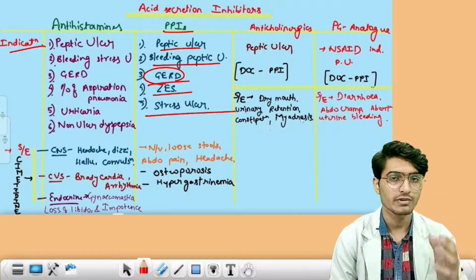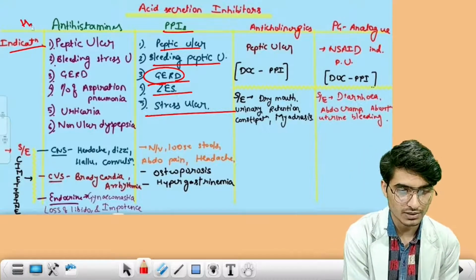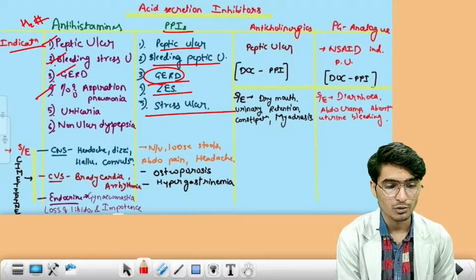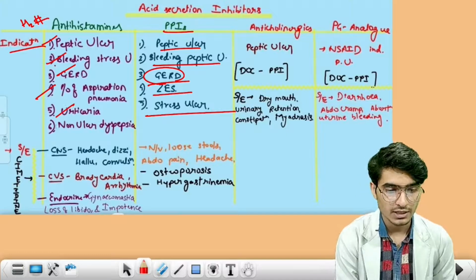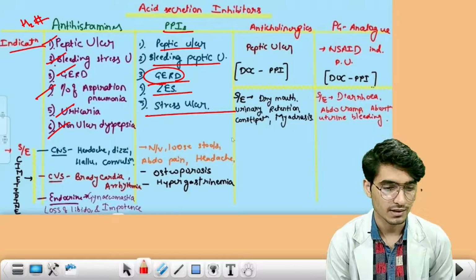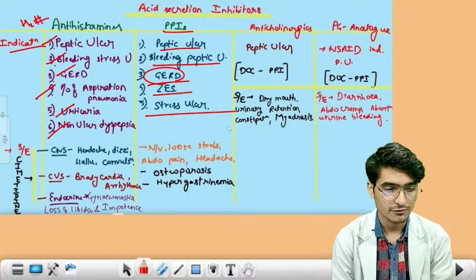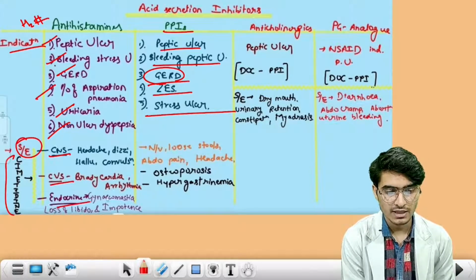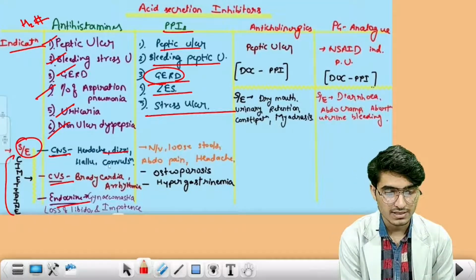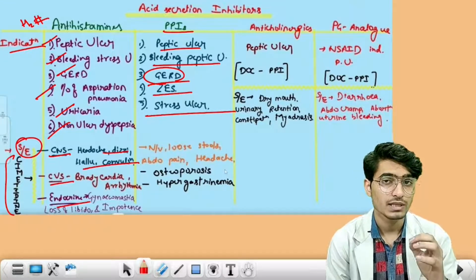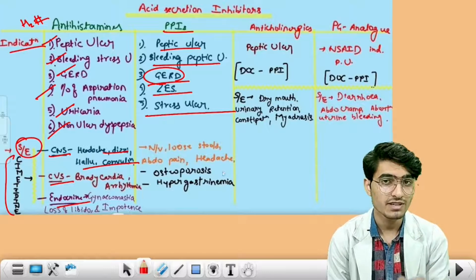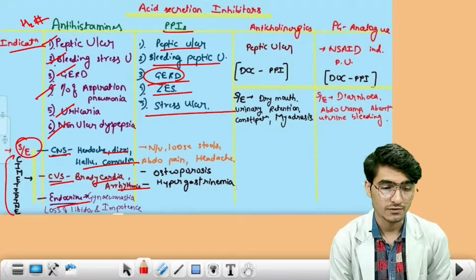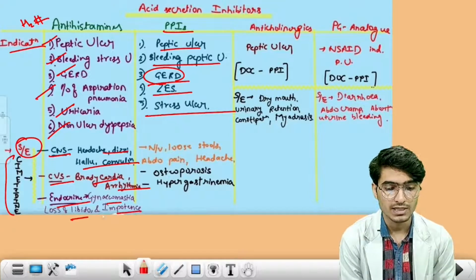Okay, and the indications of antihistamines, the H2 blockers, are peptic ulcers, bleeding stress ulcers, and GERD, and prophylaxis of aspiration pneumonia, and urticaria and non-ulcer dyspepsia, right? So these are the indications, followed by the side effects, right? Cimetidine causes CNS, CVS, and endocrine side effects. The CNS side effects include headache, dizziness, hallucination, convulsions. The CVS side effects are bradycardia and arrhythmia, right? And the endocrine side effects are gynecomastia, impotence, and loss of libido.